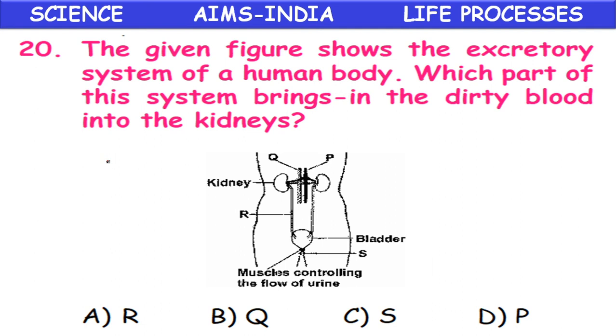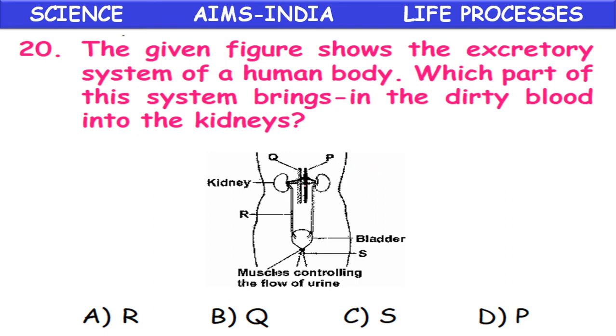So, here mentioned PQRS, which bring the dirty blood, means impure blood. The part R represents the ureter and part S represents the urethra, and the muscle controlling the bladder and everything. In Q and P you have to select, they represent the blood vessels.